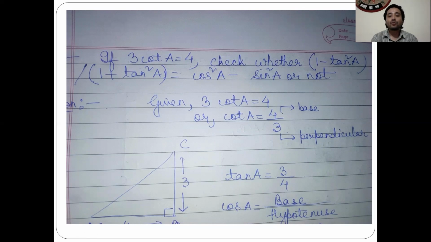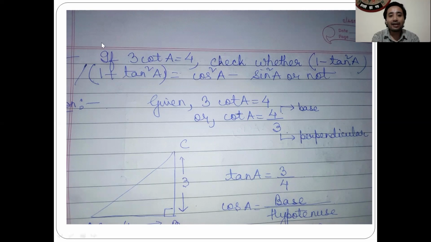So how do I do that? The approach is similar, but with a little bit of a difference. The difference is that here we are given 3 cot A is equal to 4. Now, if you look into the question, here the angle of inclination is A only. Tan A, 1 minus tan square A, 1 plus tan square A, cos square A, sin square A. That means A is common. So we need not change the angle, unlike the previous question.